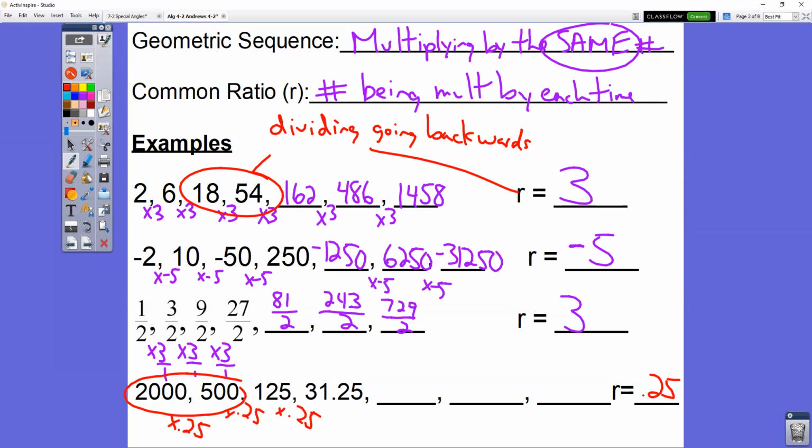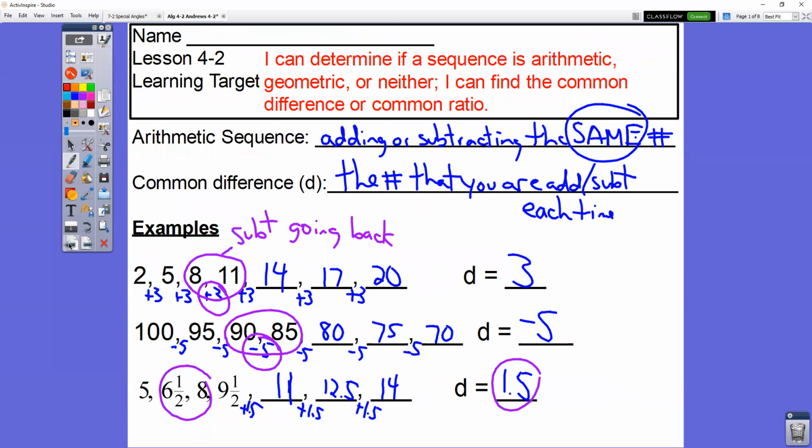So if we continued out with this pattern, you're going to get big, long, ugly decimals. 7.8125. And then you would have 1.953125. Multiply that by 0.25, you get another big, long, ugly decimal, and so on and so forth. So again, if you can't figure out the pattern, just go backwards and divide. If it's arithmetic, just go backwards and subtract.